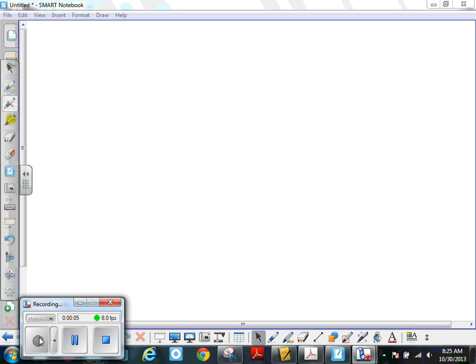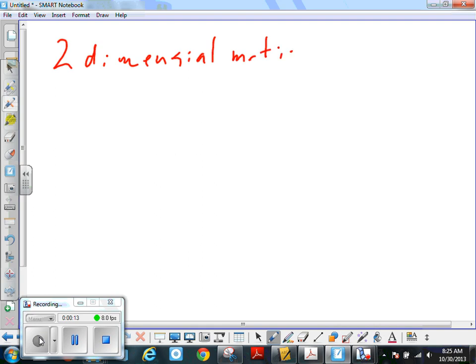So we finally get to start in on two-dimensional motion. So that's what we're going to be talking about today. And we will be using everything we learned from one-dimensional motion, but we'll just use it in two dimensions. So the first thing that we want to talk about is the whole idea of vectors.